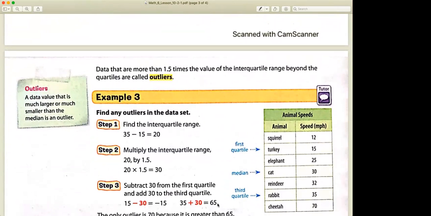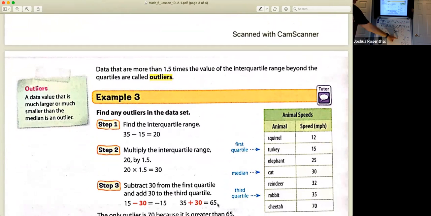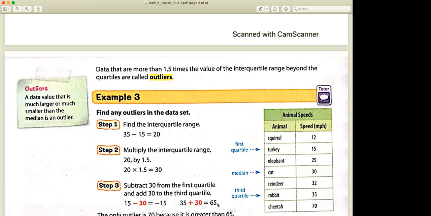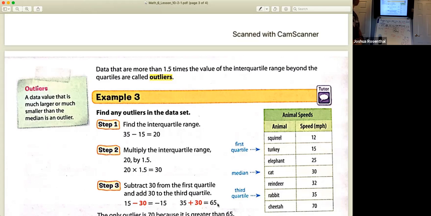Wait, so the way you find out if it's an outlier is? 1.5 times the interquartile range. You have to take 1.5 times the interquartile range and add it to the third quartile and subtract it from the first quartile to get these maximum and minimums. It's not the extreme. It's the maximum it could be before it becomes an outlier.